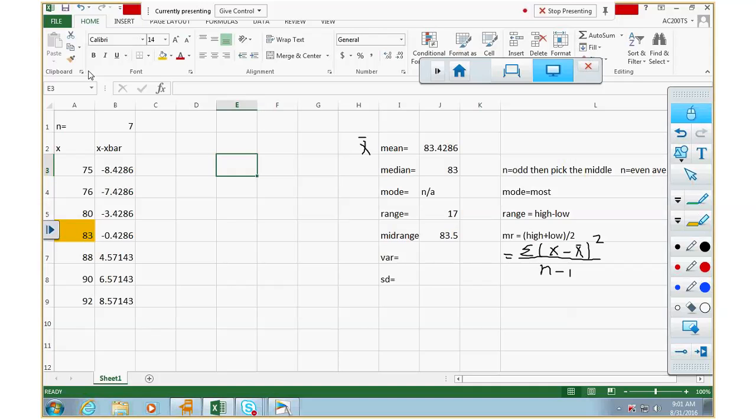Just do what the formula says. X minus x bar. X is 75 minus 83.4286. Fill that first column out.